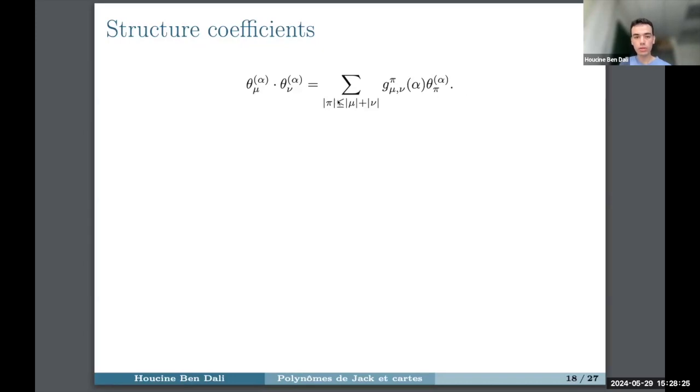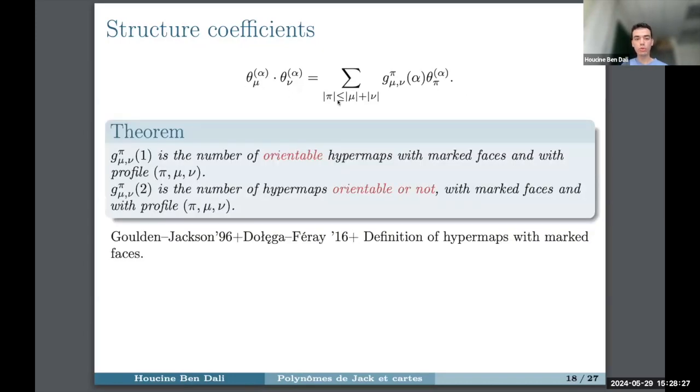So why are we interested in these structure coefficients? Because we have a theorem which says that these coefficients, when alpha equals 1, give the number of orientable hypermaps with marked faces, and which have the profile pi, mu, and nu.